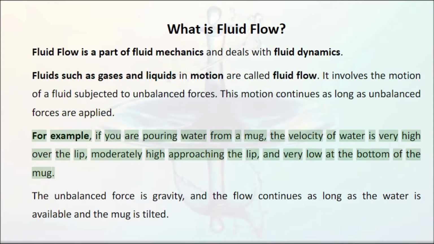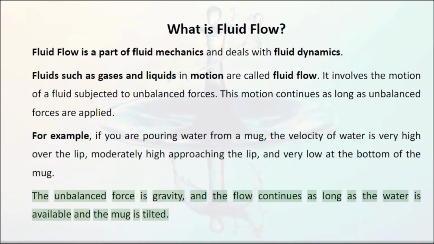For example, if you are pouring water from a mug, the velocity of water is very high over the lip, moderately high approaching the lip, and very low at the bottom of the mug. The unbalanced force is gravity, and the flow continues as long as the water is available and the mug is tilted.